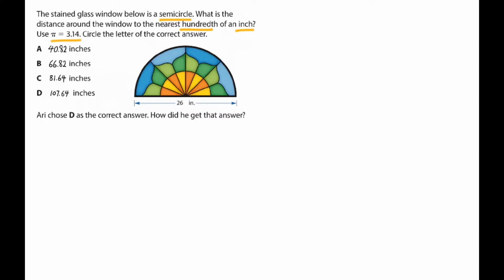So for this problem, since we're finding the distance, that means we have to use circumference instead of area. So we recall that the formula to find the circumference is C equals pi times diameter. And we don't need to convert this to pi times 2 times radius because they already gave us the diameter, which is 26 inches. So we'll just go ahead and write C equals pi times 26.